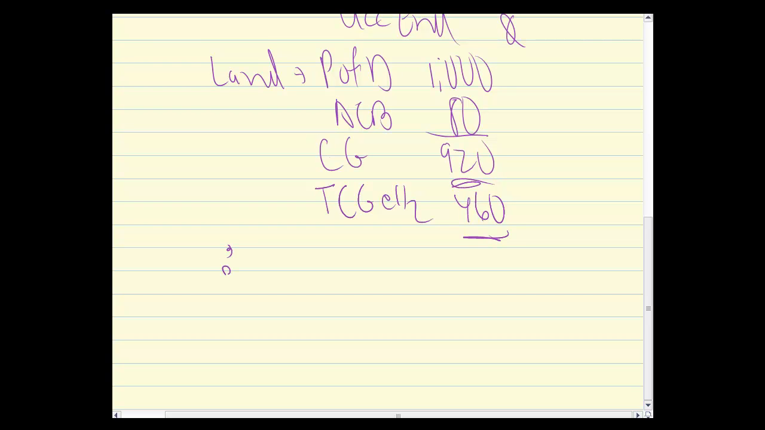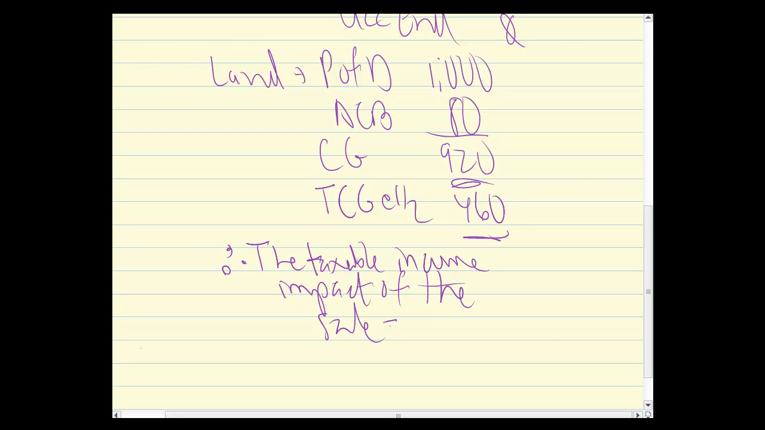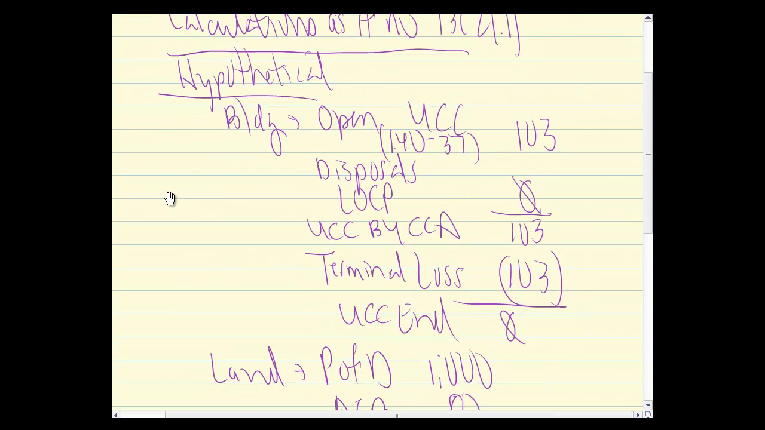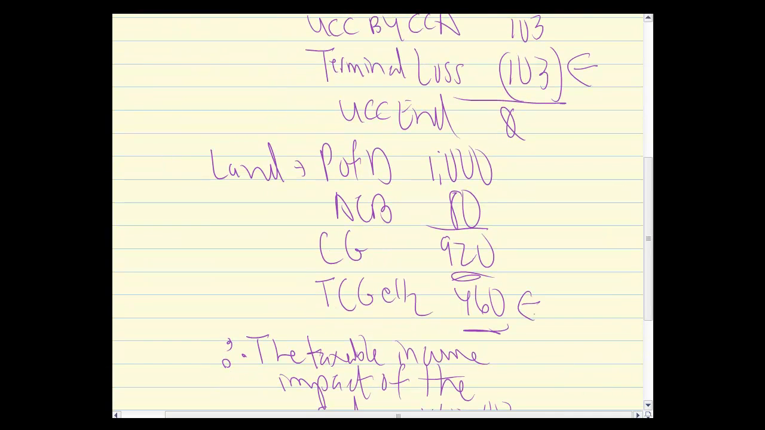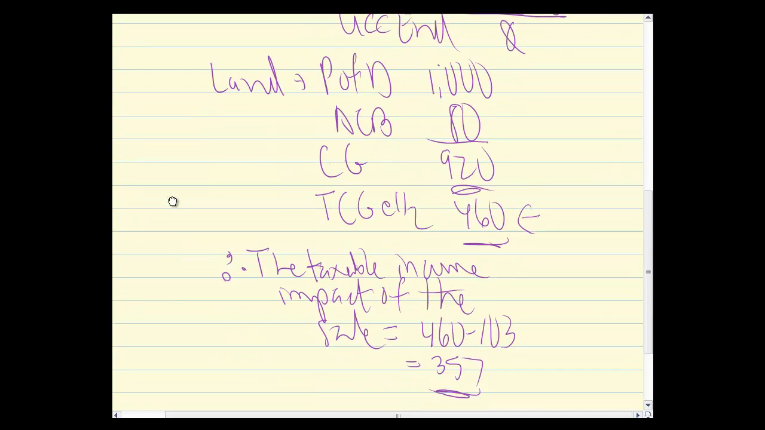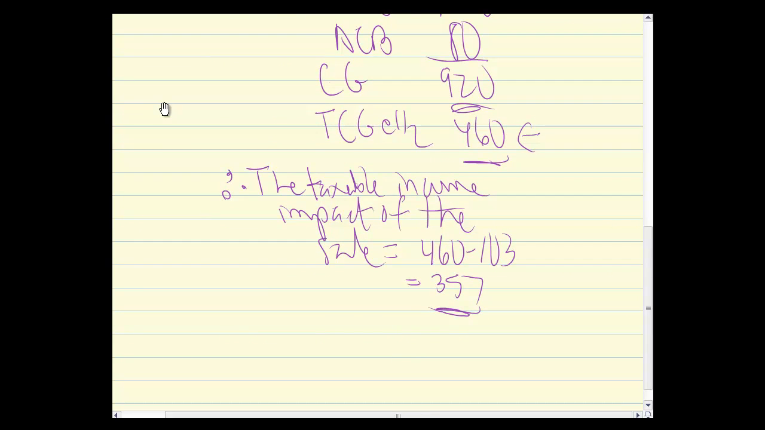Okay, so therefore, the taxable income impact of the sale equals how much? How much taxable income will they report? 460 minus 103, 357. Everybody agree? 103 terminal loss is a deduction. 460 capital gain, taxable capital gain. Therefore, the difference between the two is what this taxpayer will report on their taxable income for this transaction. Okay, everybody good?